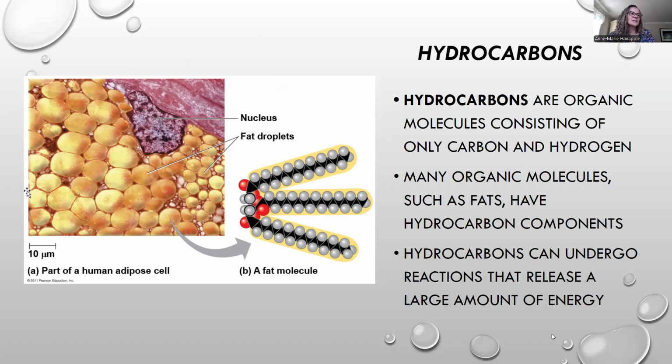Now, a hydrocarbon is simply an organic molecule that is made up of mostly hydrogens and carbons. Hydrocarbons tend to be nonpolar, and so therefore not dissolving in water. And we'll talk more about hydrocarbons when we get to macromolecules. But a hydrocarbon is really an organic molecule consisting of primarily carbon and hydrogen.